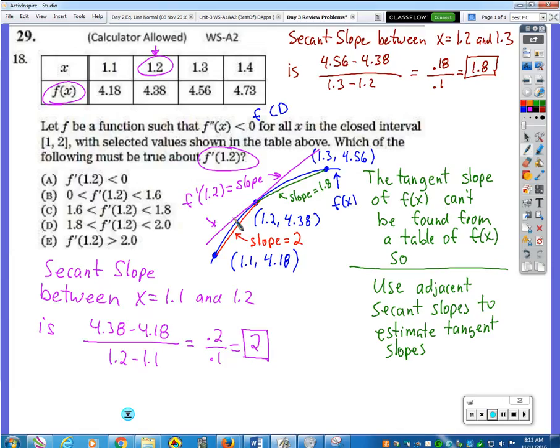Tickets for everybody. Good work. So that's why this is the answer.